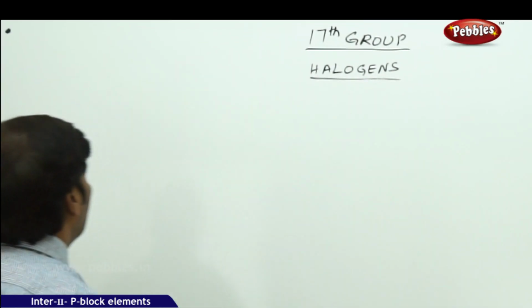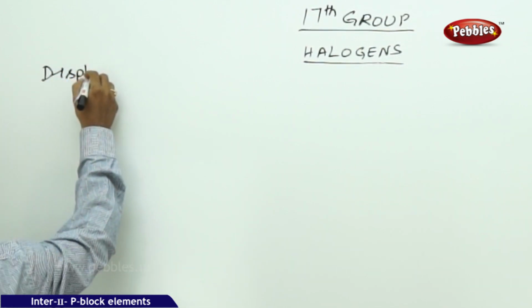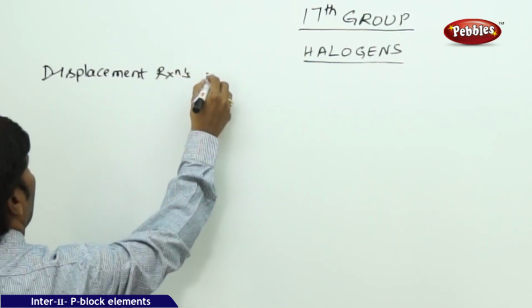Now the next part of the chemical properties is displacement reactions in halogens.